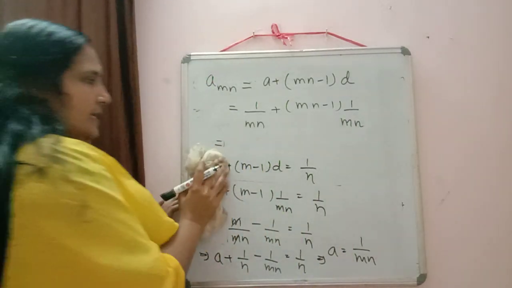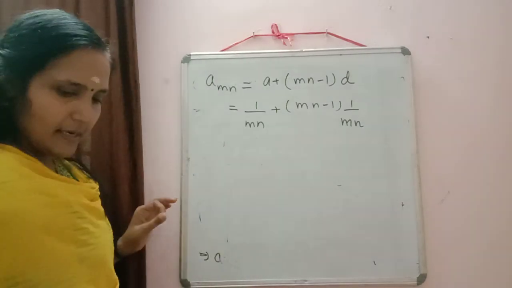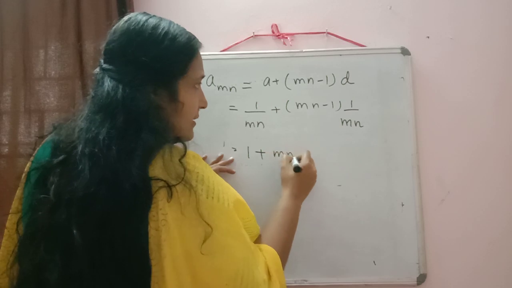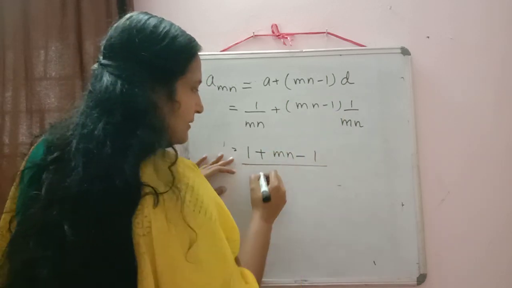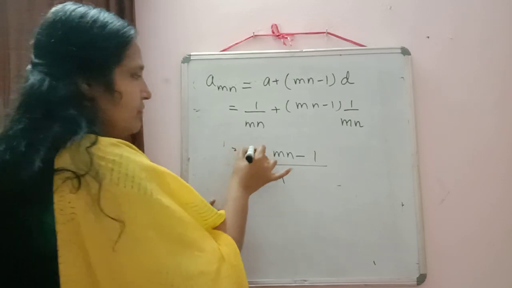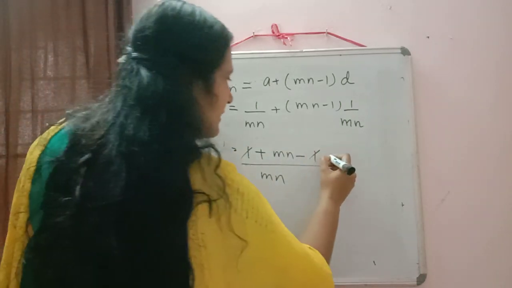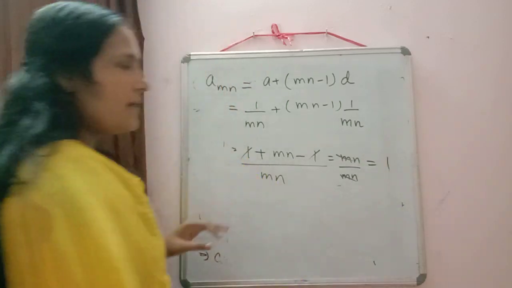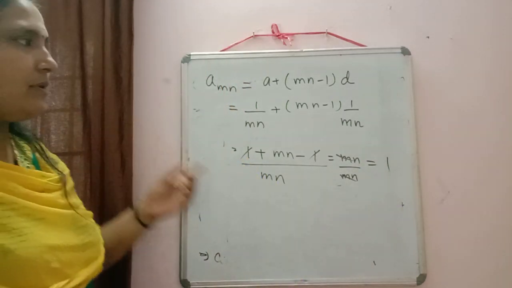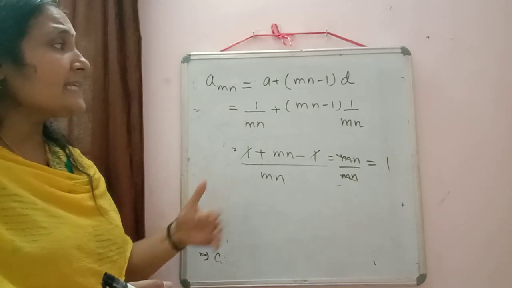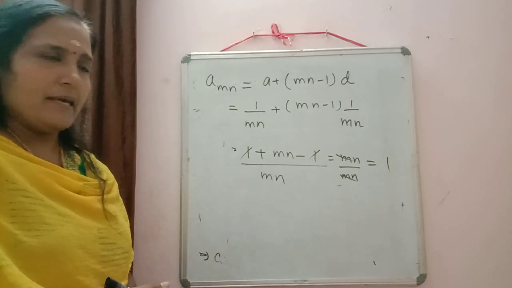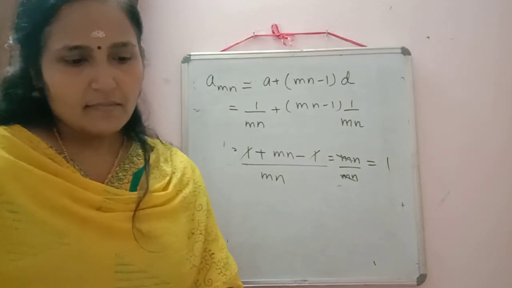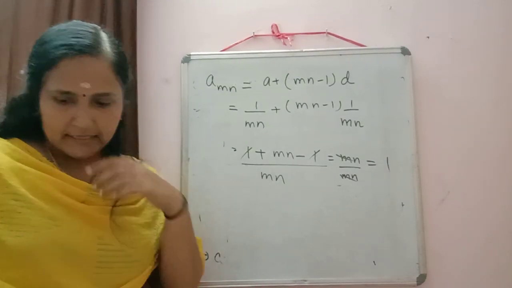Now denominators are same, so directly we can add the numerator. In the numerator we have 1 plus mn minus 1 whole divided by mn. So 1 and minus 1 will get cancelled. We will get here mn by mn. So these two also will get cancelled. Answer will be equal to 1. That only we have to prove there. So usually these type of questions are asked in AP. So that's why I am giving you the practice. Some more questions we will do of this type.